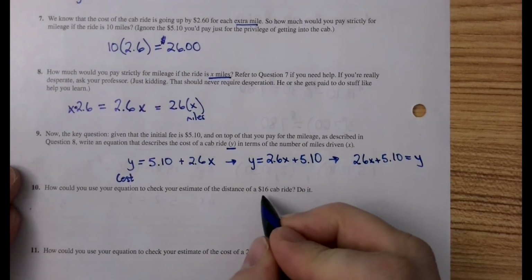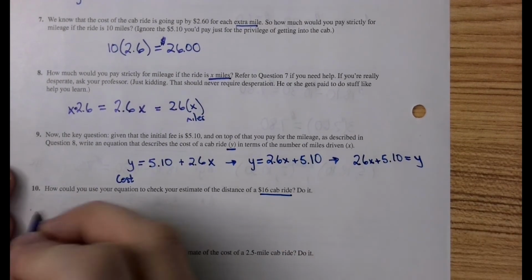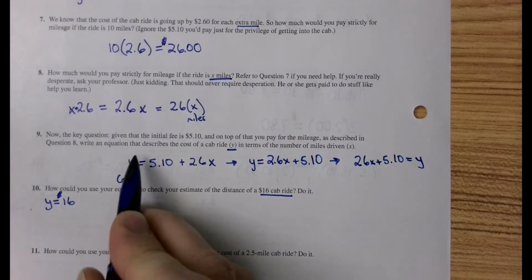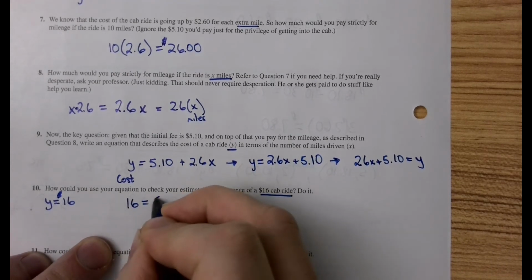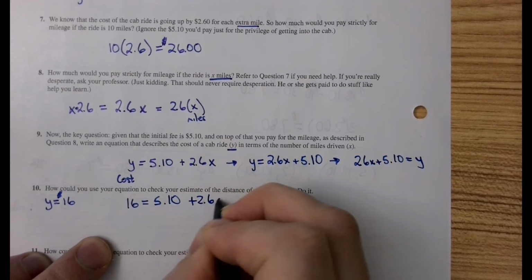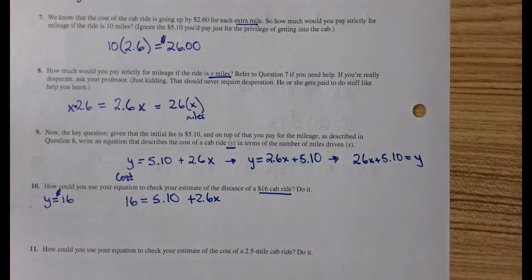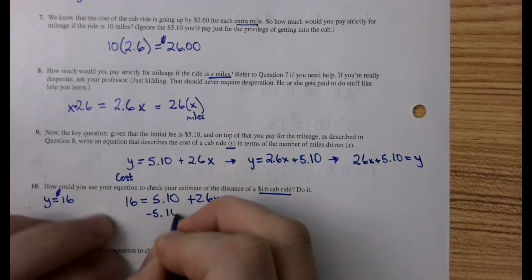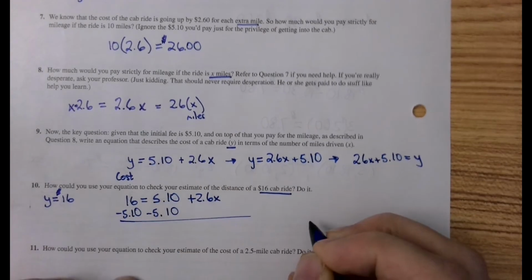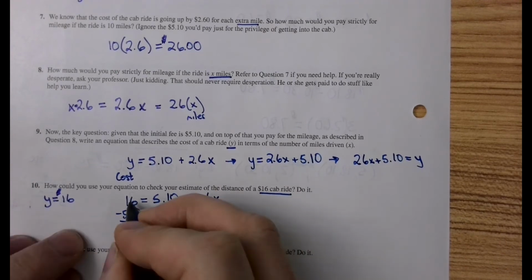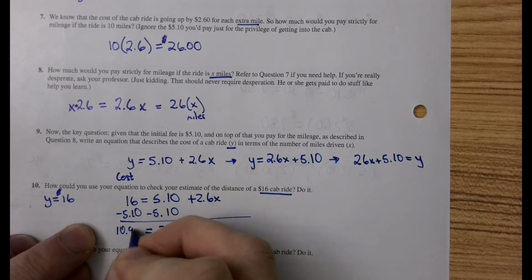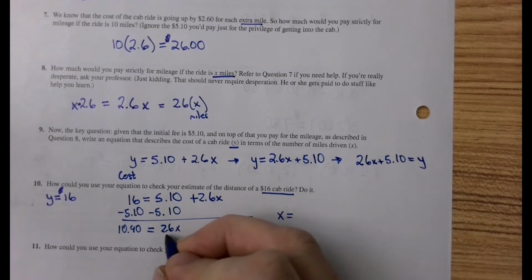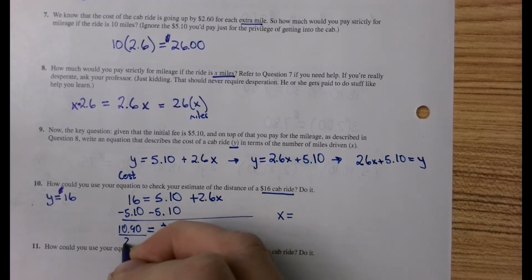Okay, so how would we use our equation to check the estimate of a $16 cab ride? Well, notice that value of $16 is a y value. We're going to plug that into the equation and solve. Okay, here comes algebra, right? This is, you first encountered this in Algebra 1, maybe some 8th grade math. The goal is to get x by itself, so I'm going to subtract 5.10 from both sides. Oh boy, what does that turn out to be? 16 minus 5.10 is what, 10.90? And then I'm going to divide both sides of the equation by that 2.6 so that I get a 1x.